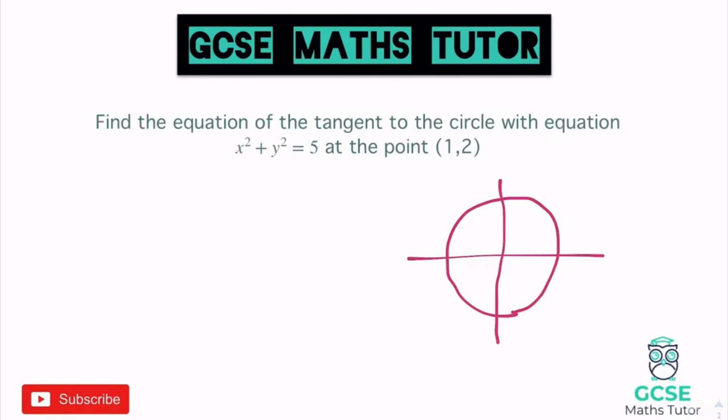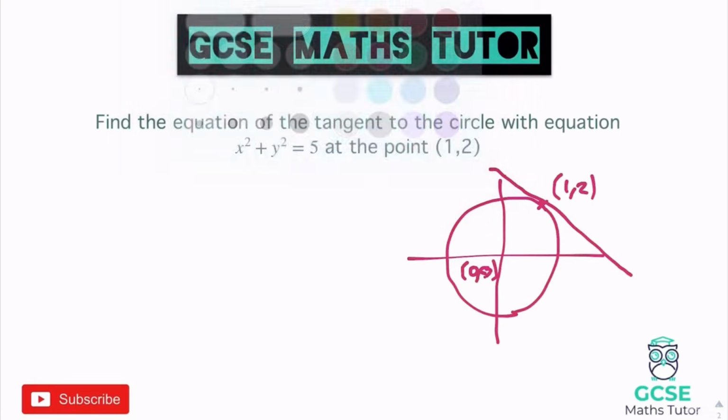1, 2 will be in this quadrant here, and then we can draw part of the tangent there, and we can just label it up. So 1, 2, obviously centre 0, 0. There we go. And we can use that to try and help us visualise this.